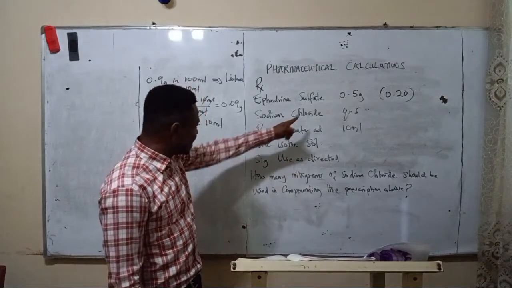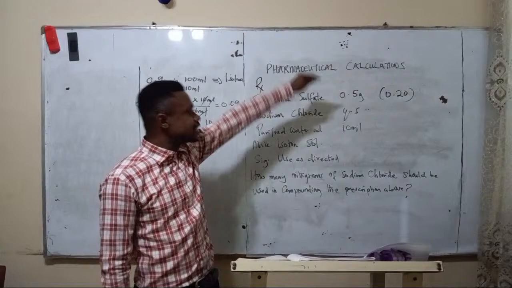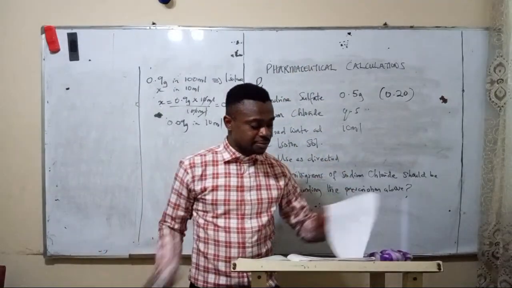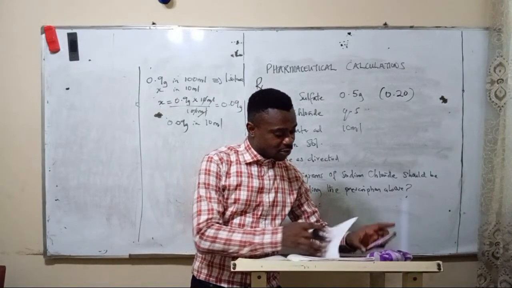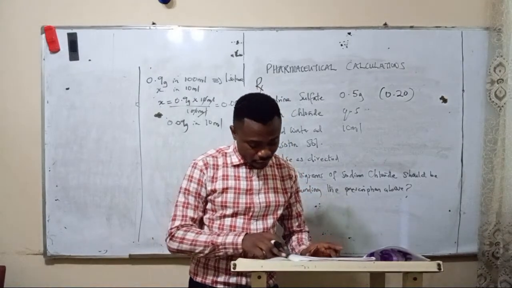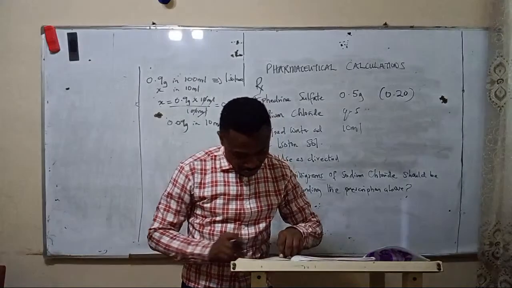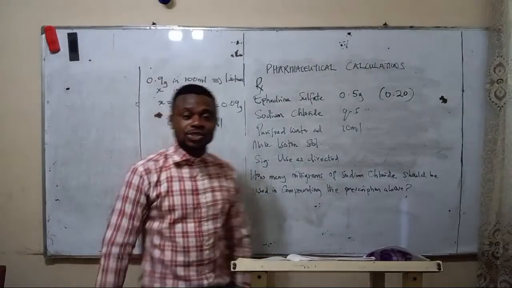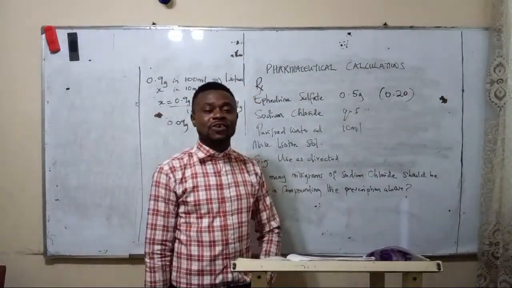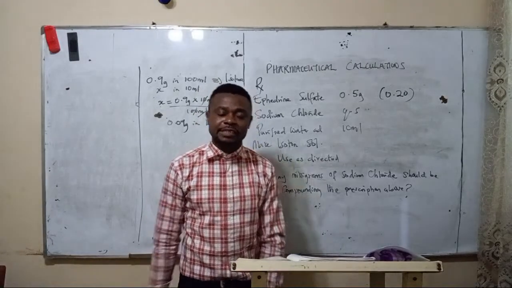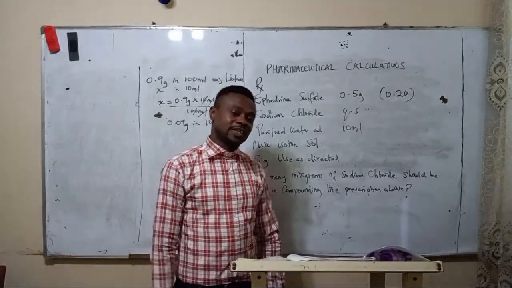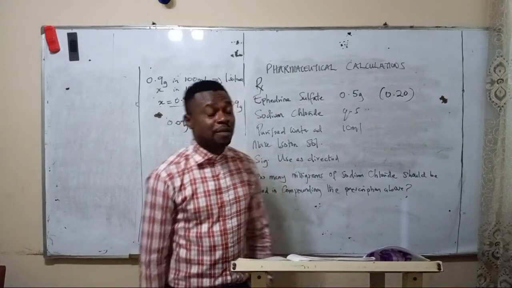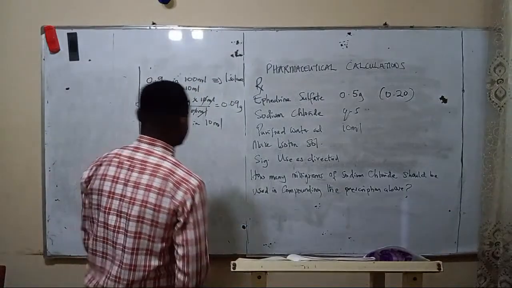So let us look at this. Let us move ephedrine sulfate to sodium chloride using the sodium chloride equivalent of ephedrine sulfate. All right, let's go. By sodium chloride equivalent of ephedrine sulfate being 0.20, we mean that 1 gram of ephedrine sulfate has the same tonicity as 0.2 gram of sodium chloride. That's the meaning.